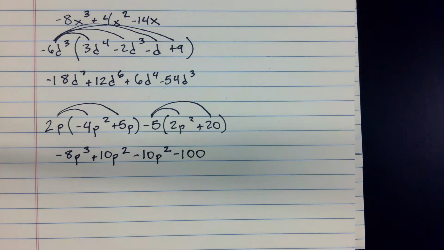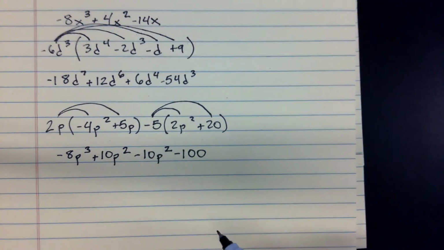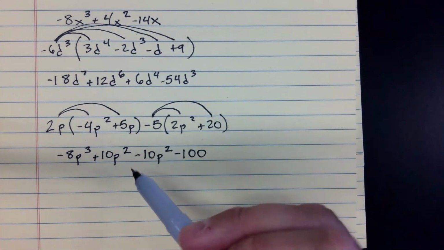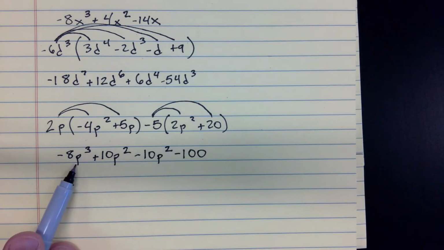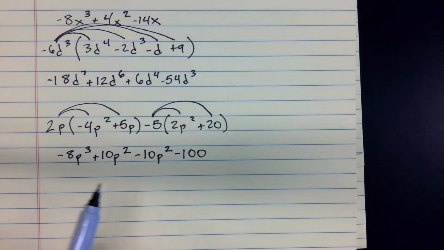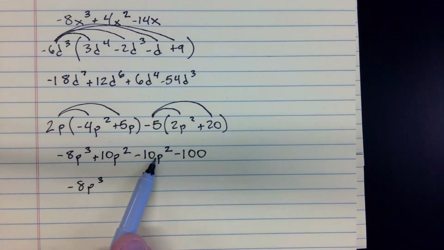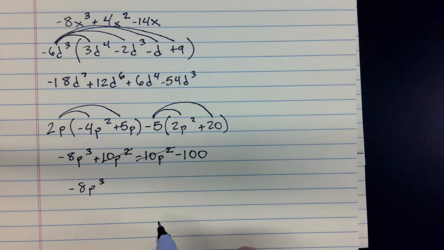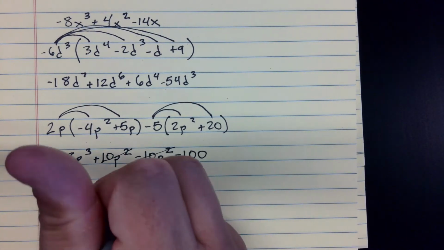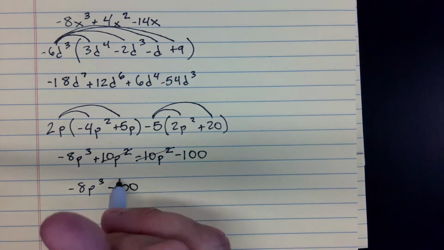Remember yesterday, the first step is to get rid of parentheses. We did it. The next step was to combine like terms. So we look at this. Do we have any like terms there? Do we have another p cubed? Nope. So we know that's going to be part of our answer. But look at these two. Are they like terms? They just cancel each other, right? Because 10p squared minus 10p squared cancels. And we're left with negative 100 right there, and there's your solution.